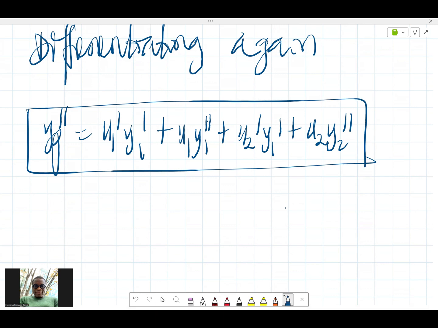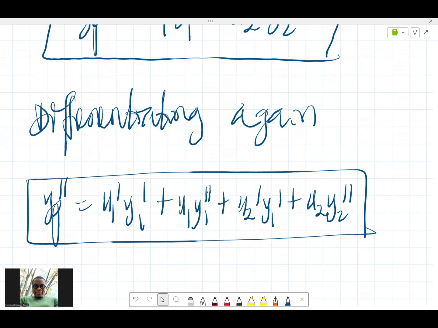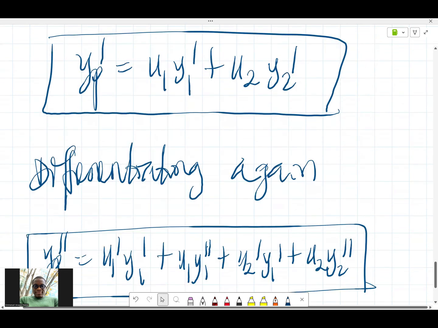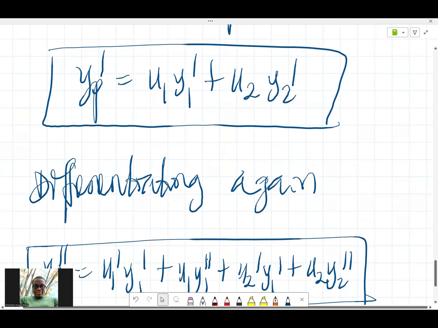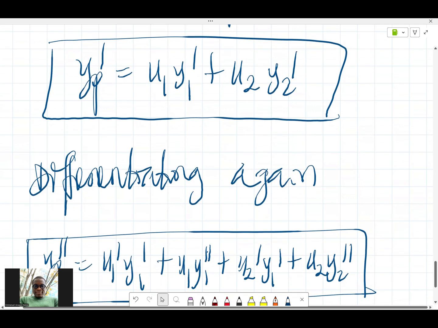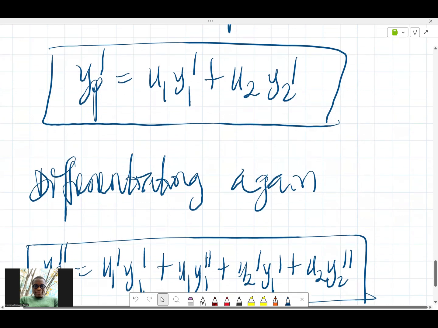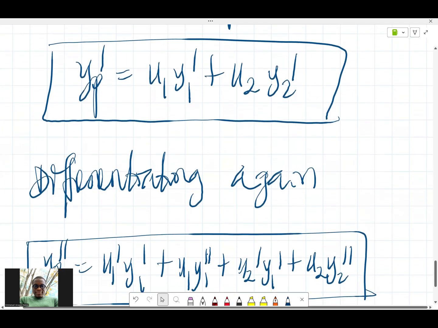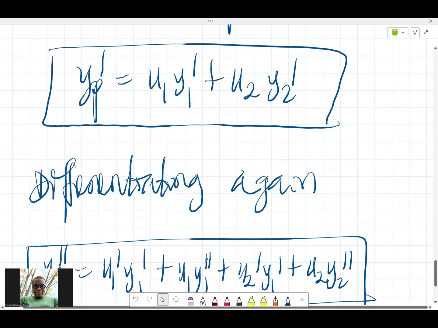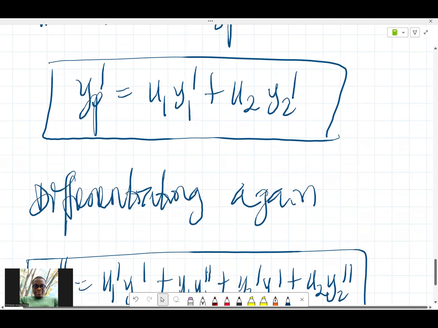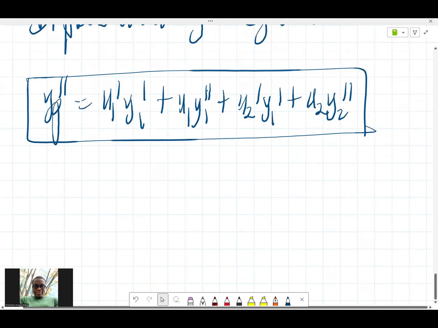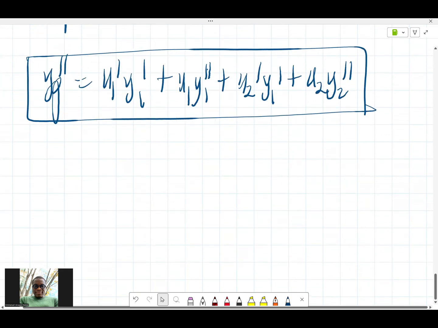Okay, it's the product rule still, right? So you have u1 y1 prime. Differentiate u1, that's u1 prime. Then y1 prime is fixed. Then hold u1 and differentiate y1 prime. That's u1 y1 prime prime. Do the same for the other side. So you have u2 prime y2 prime plus u2 y2 prime prime. Basically, that's what we have in that situation.